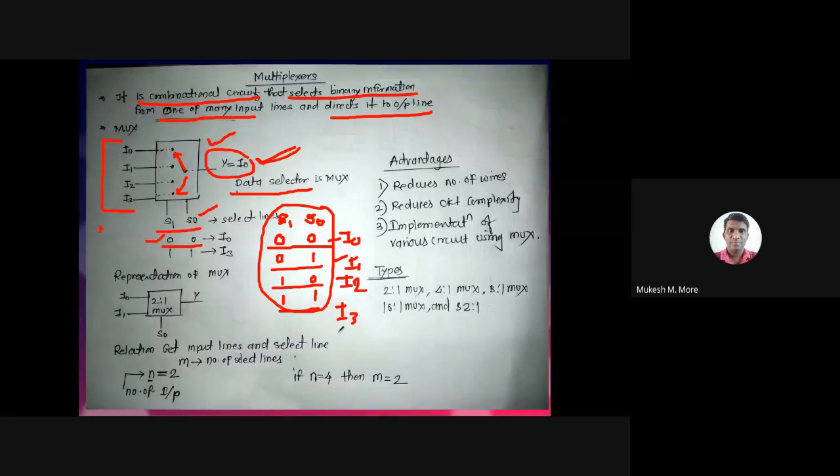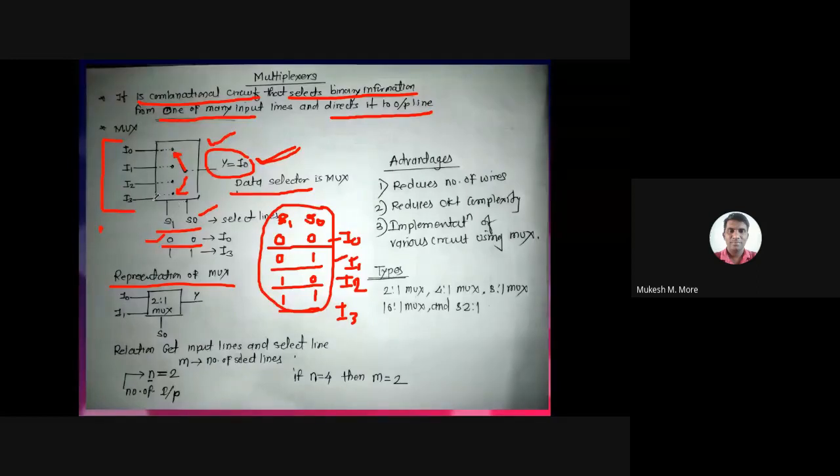Now, this is a multiplexer architecture or multiplexer logic diagram. Now we have the representation of a mux. In this diagram we have a 2:1 mux. And the most important thing: we don't have an odd number of inputs in the multiplexer.